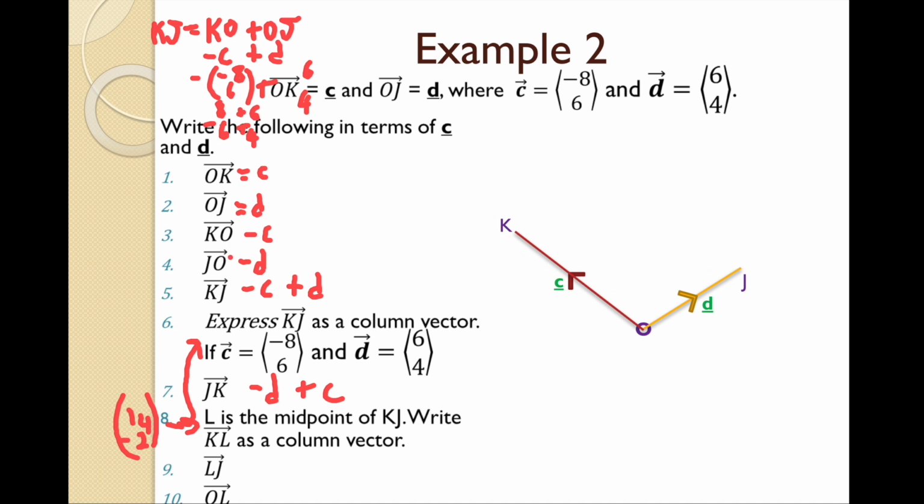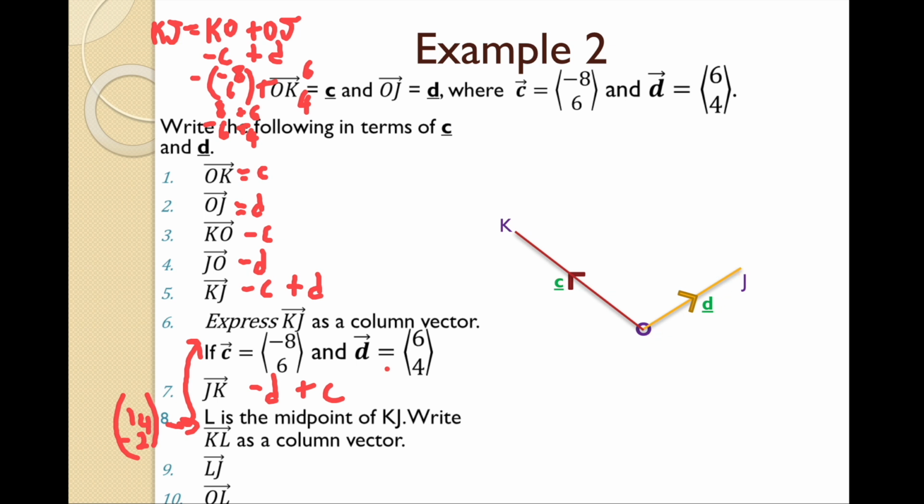And then to go from K to J, it's like going K to O, which is negative C because we're going opposite of the arrow. The arrow is pointing this way. How do I know the arrow is pointing this way? The vector is going from O to K. So if you look at this, O to K is the arrow, which is equal to C. Now this one says O to J is equal to D.